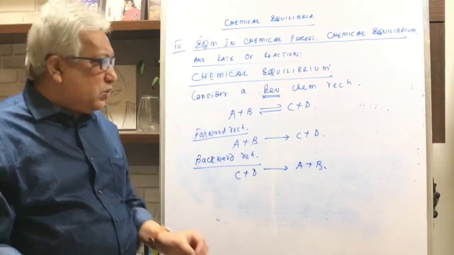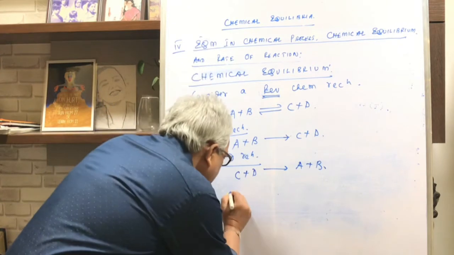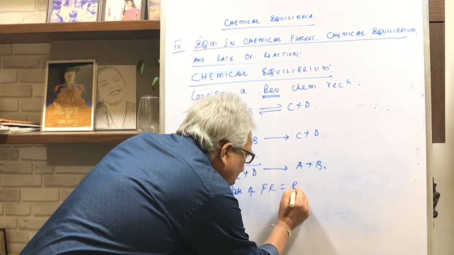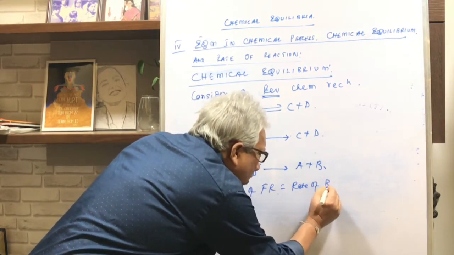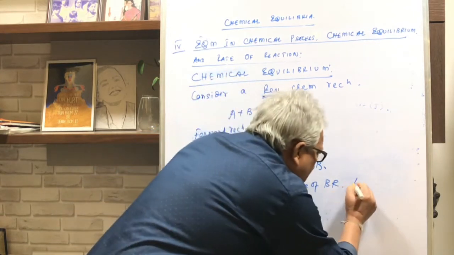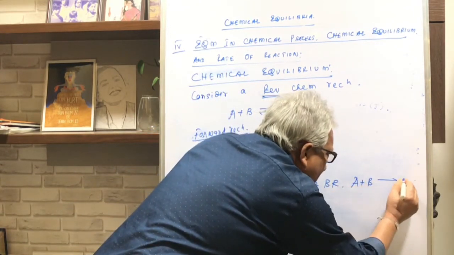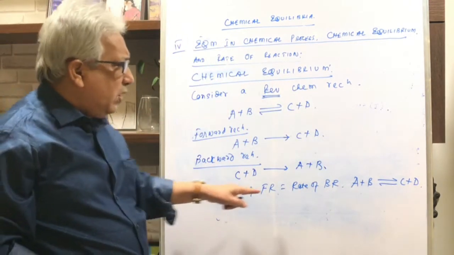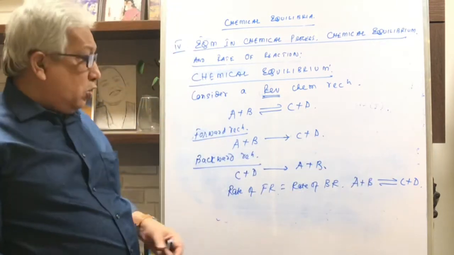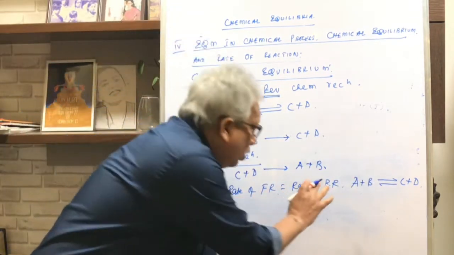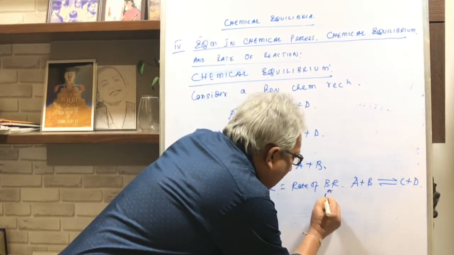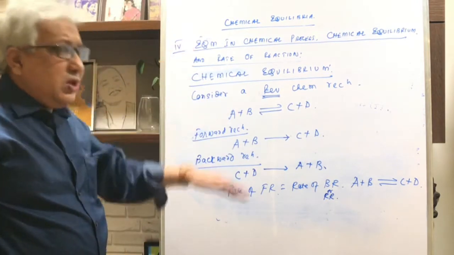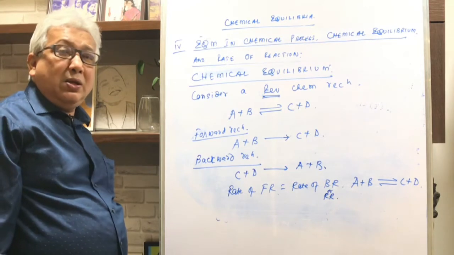But eventually a stage comes when the rate of forward reaction will be equal to the rate of backward reaction, with respect to this A and B giving me C and D, and C and D giving back A and B. So a stage comes when the rate of forward reaction is equal to the rate of backward reaction, or you can also write it as reverse reaction, RR. And when that stage comes, we say the equilibrium is achieved.